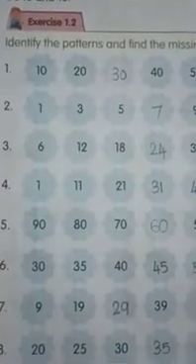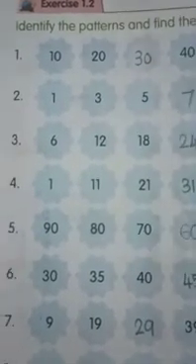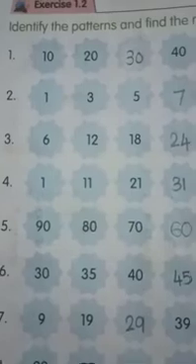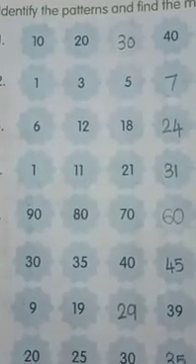Children, once we know the pattern, we can easily write the number that comes next. Pattern means skip counting by how much. So if you understand the pattern, you can continue the numbers easily.